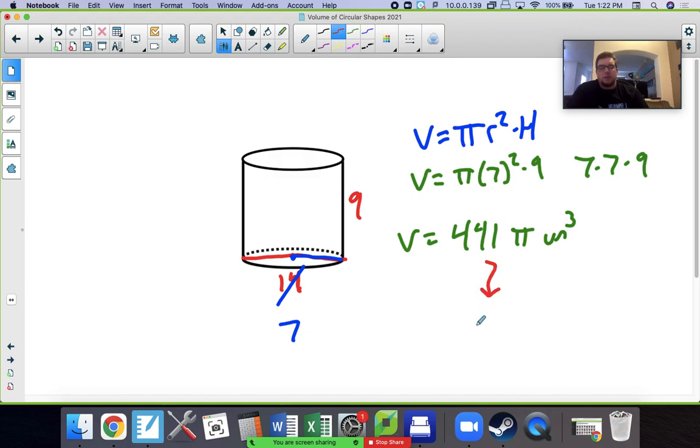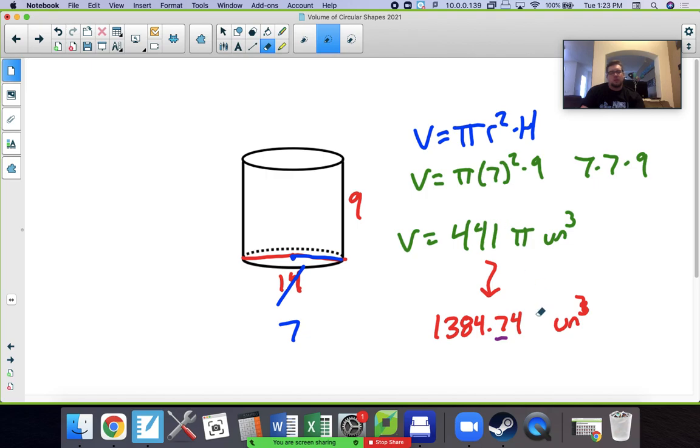Now if we wanted to estimate it out without the pi symbol, we're going to take 441, multiply it by 3.14, you get 1,384.74. Round to one decimal place, so this 4 keeps the 7. And that would be our answer.